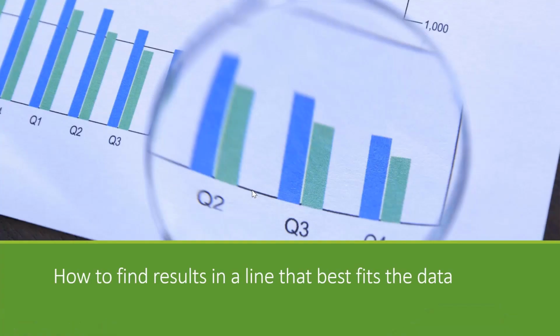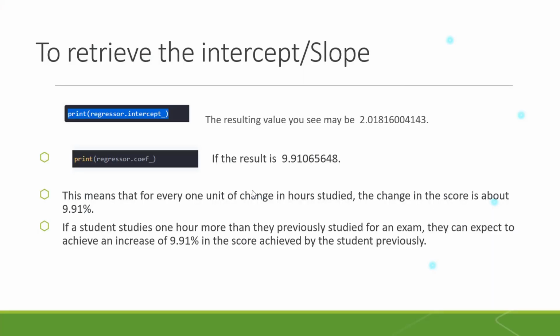Once we have trained the algorithm, we need to find the results in a line that best fits the data, right? To receive the results, you need to retrieve the intercept as well as the slope. So to receive the intercept, you can use regressor dot intercept. You may get some results. Similarly, you can call regressor dot coefficient to find out the slope.